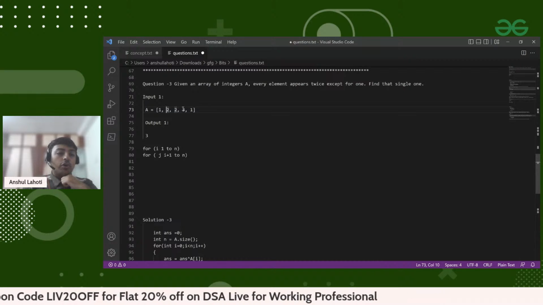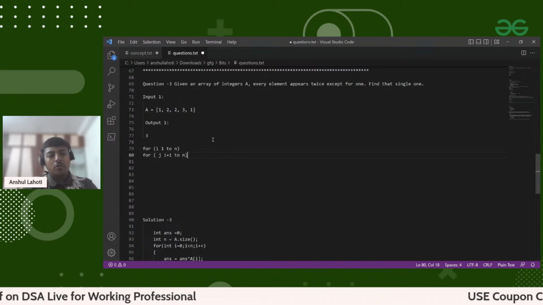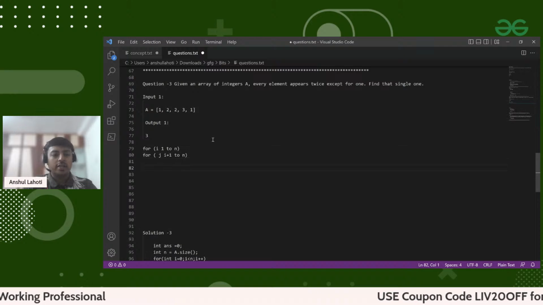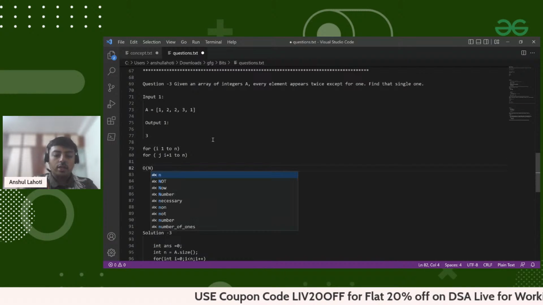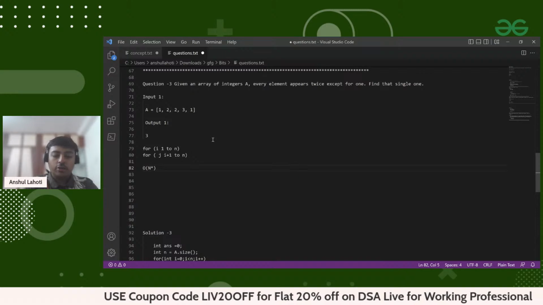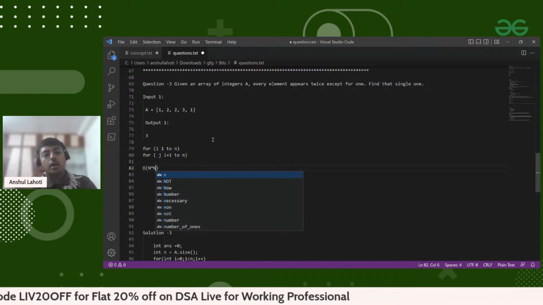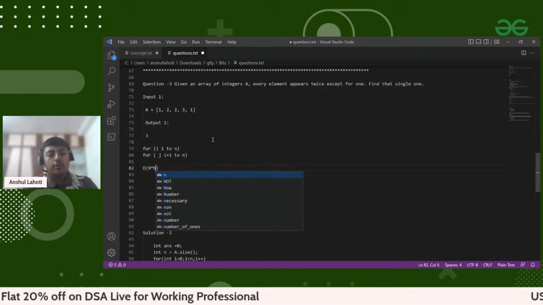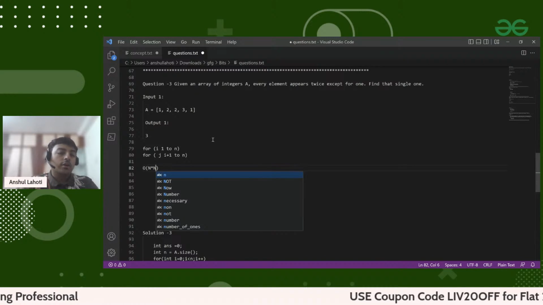So for 3 we didn't find it in this array. The time complexity for this is O of n squared, like we are going through the array for each element. So this is n into n. We are having 2 loops, going through the array and checking every element. So this is not an optimal solution.